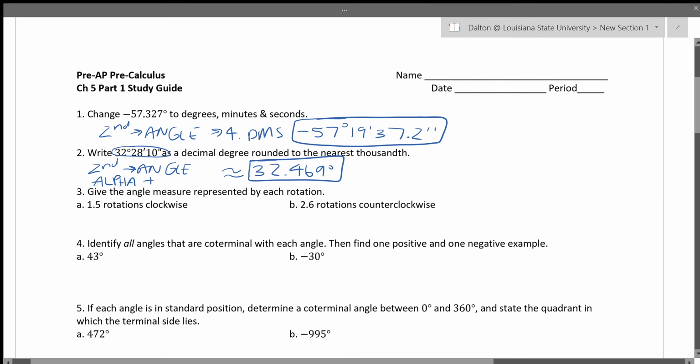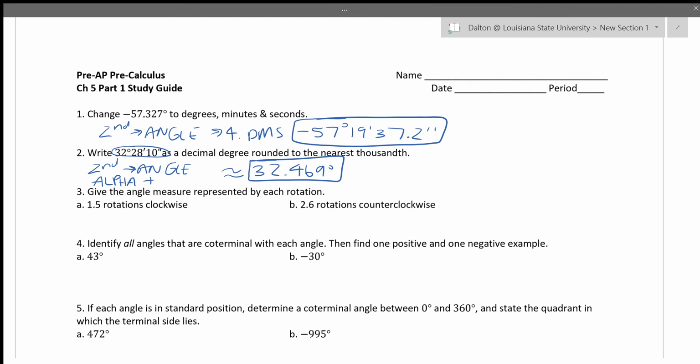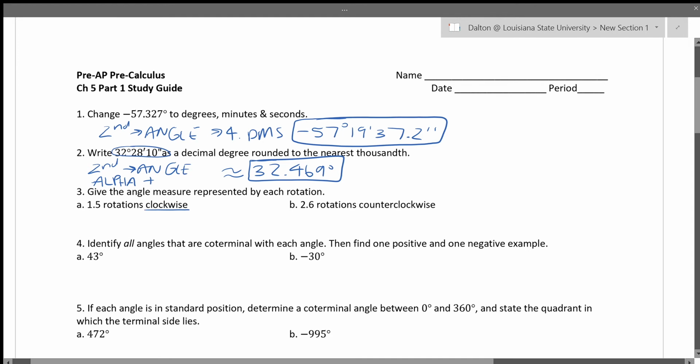Okay. Number 3, give the angle measure represented by each rotation. So for 3 part A, the first thing to remember is that a clockwise rotation is negative. Okay, so if it's a negative rotation, then we're going to do 1.5 times negative 360 degrees. And you should end up with negative 540 degrees when you do that.